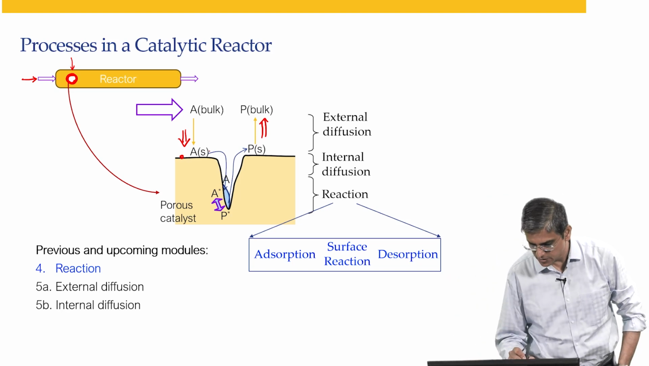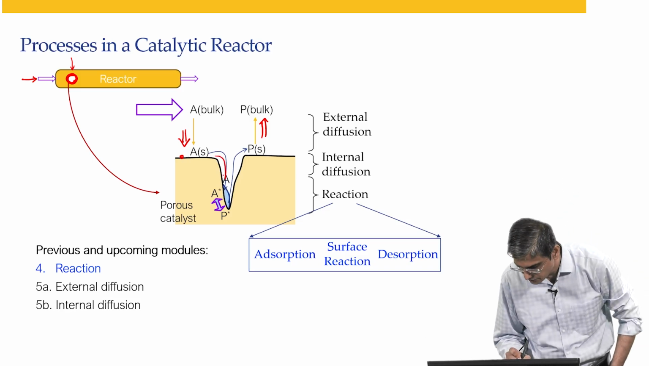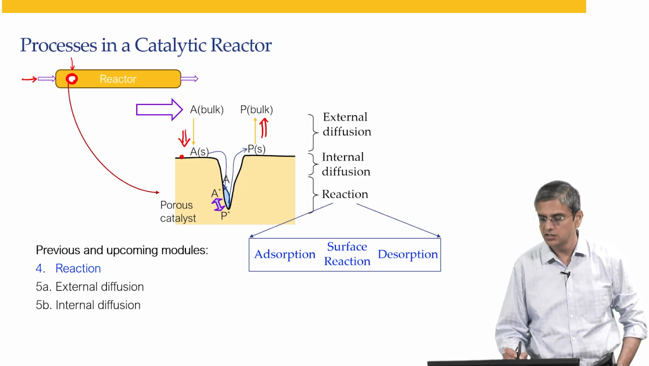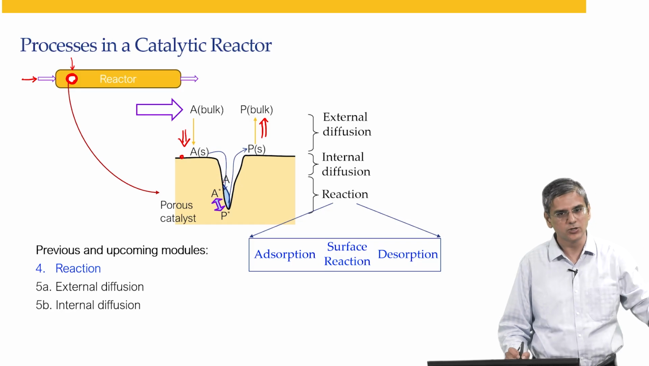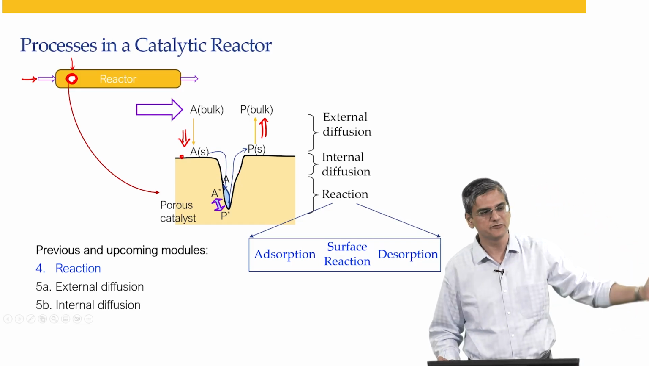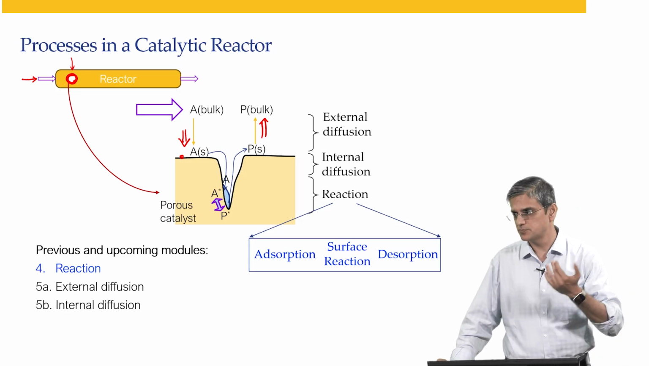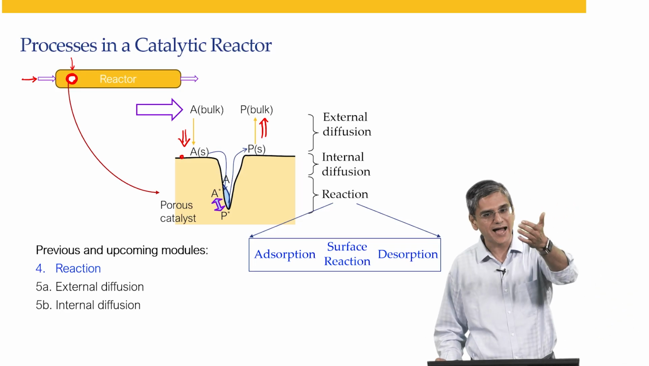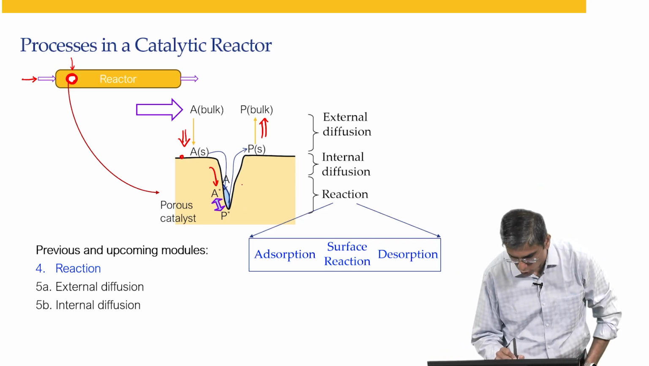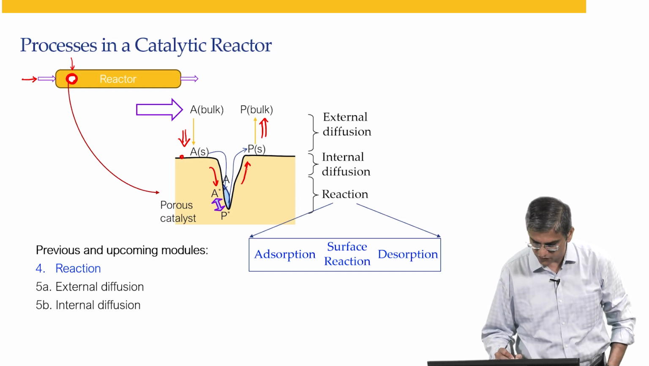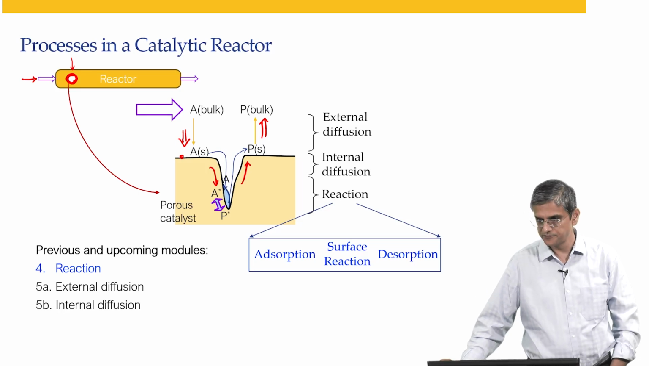Thereafter, the A that is sitting on the surface will diffuse inside the particle, it will reach the active catalyst surface, and the reactions will take place. How will the reaction take place? That is what you have been discussing the entire last week. The reaction takes place, products are formed, and the product will diffuse back to the surface. So, this diffusion of A into the pore and the diffusion of P to the surface is internal diffusion.